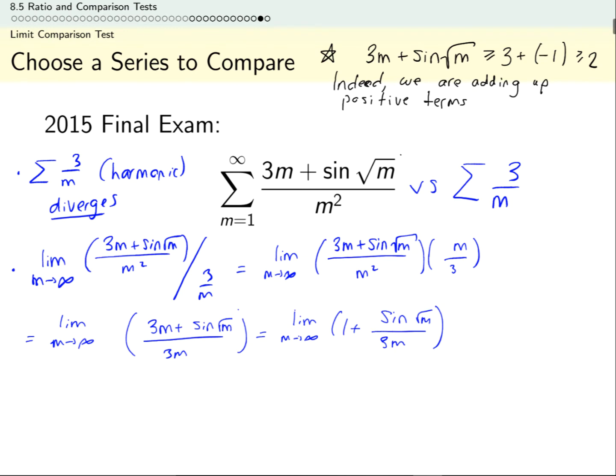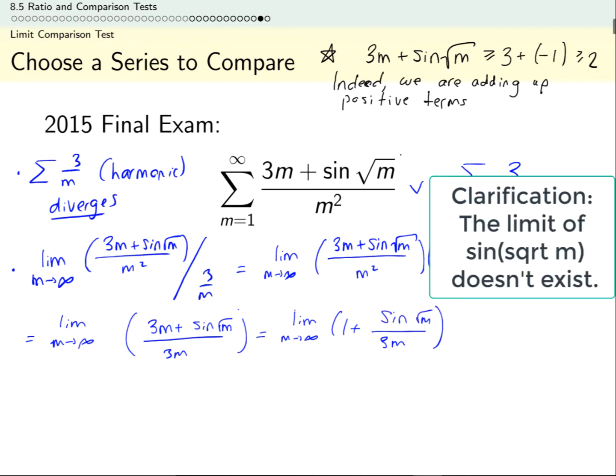Now from here, I need to do a surprising amount of work to figure out this limit. Remember, our limit laws only apply when limits exist. If this limit, say, were 1, then I could just replace this with a 1. But this limit does not exist. So the only tool I have to deal with this is the squeeze theorem.